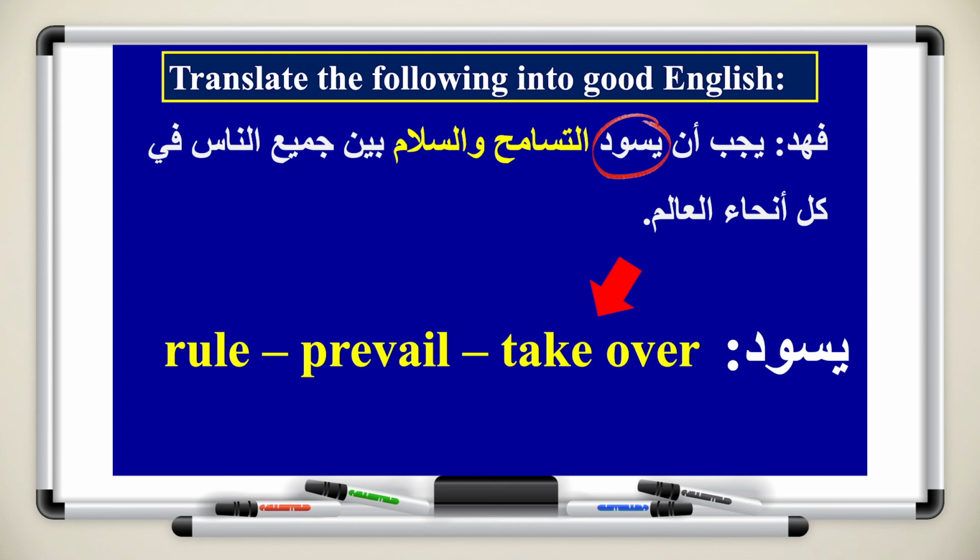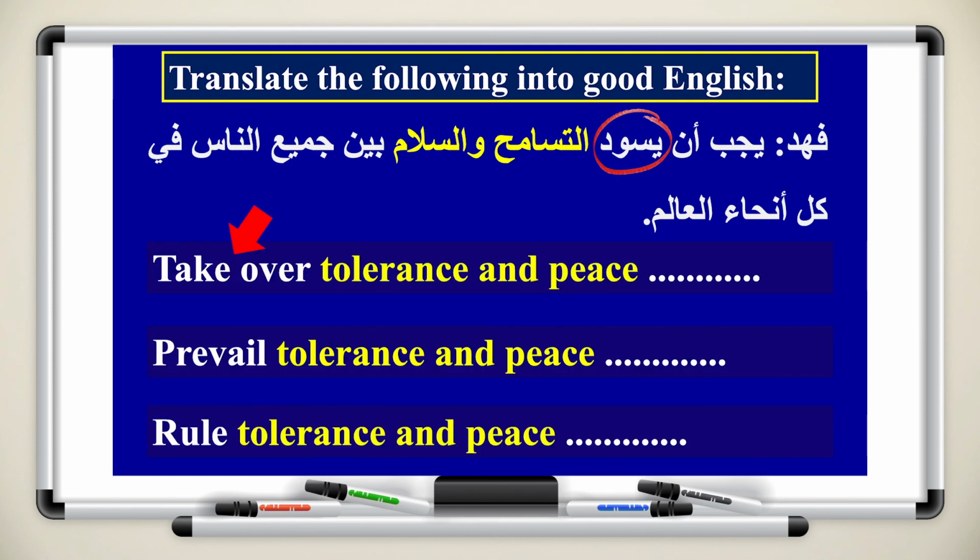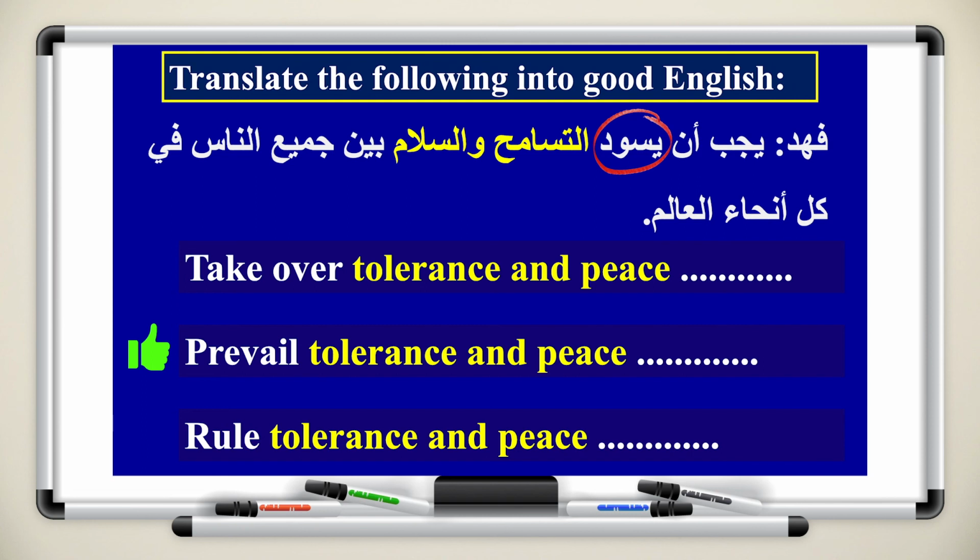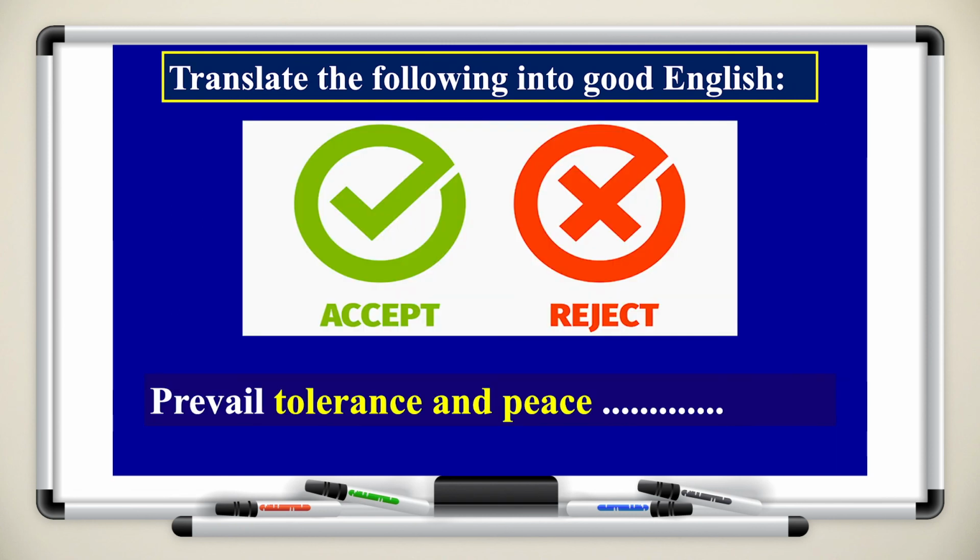We have the word yasud, which could mean take over, prevail, or rule. Now, if we put these 3 meanings to complete the translation, we'll have 3 different contexts. The first one, take over, tolerance and peace; prevail, tolerance and peace; and we have rule, tolerance and peace. So we can't take the first context or the last context, right? So it has to be prevail. Is this acceptable or rejected?